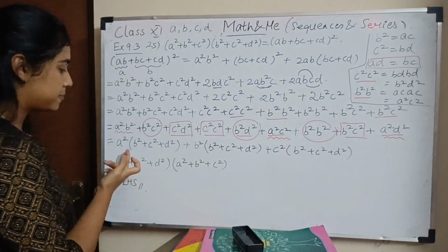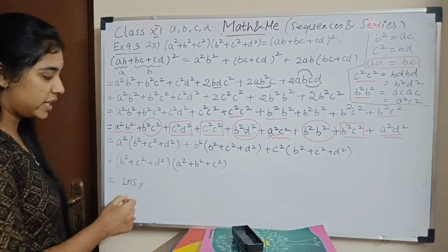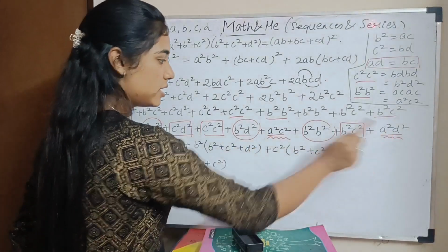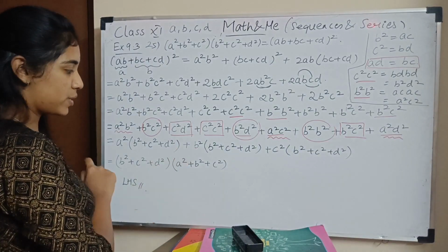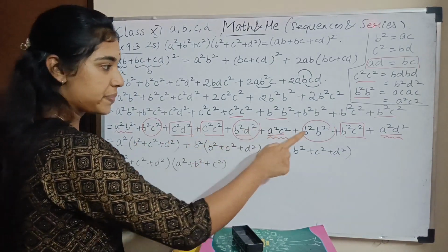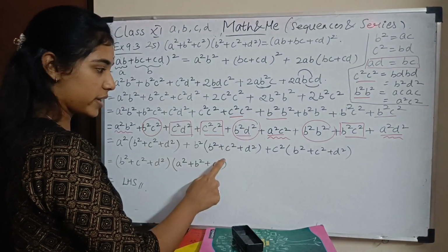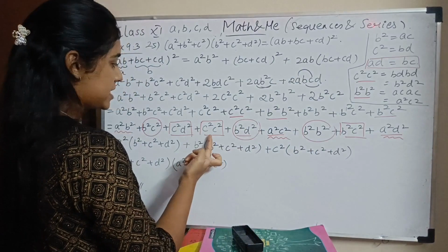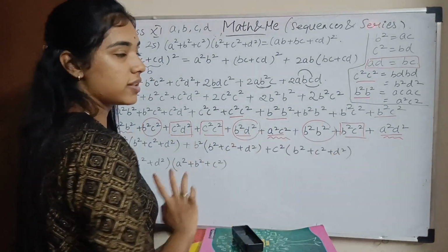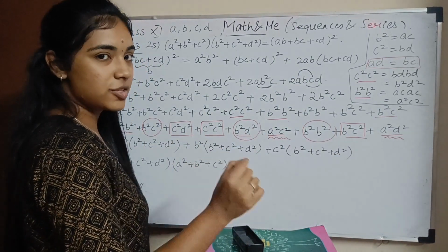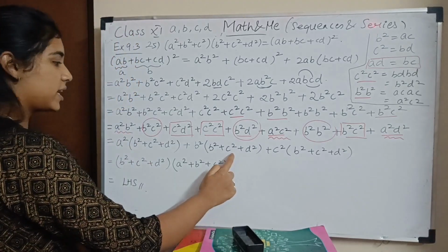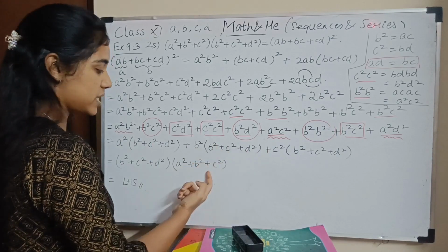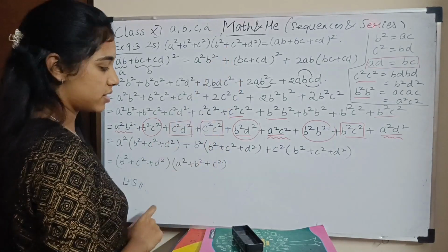Why am I doing that? I am going to take a square outside. So what will be inside the bracket? a square, coefficients b square c square d square. Again taking b square outside, the coefficients are b square c square and d square. Taking c square outside, the coefficients are b square, c square and d square. So you have covered all the terms. In the exam, mark them with a small pencil mark. So now taking b square plus c square plus d square outside, you have a square plus b square plus c square. So this is your LHS, hence proved.